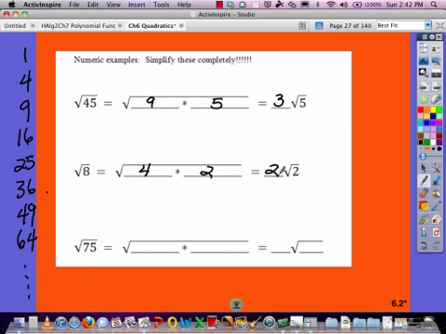Go to 75. Break 75 down. Again, you go down the list. You're looking for the biggest number that you can find in your list here that goes into 75 evenly. So in this case, 25. 25 times 3. 25 comes out as a perfect square root number of 5, and that leaves us a 3 left over. So our final answer is 5 root 3.